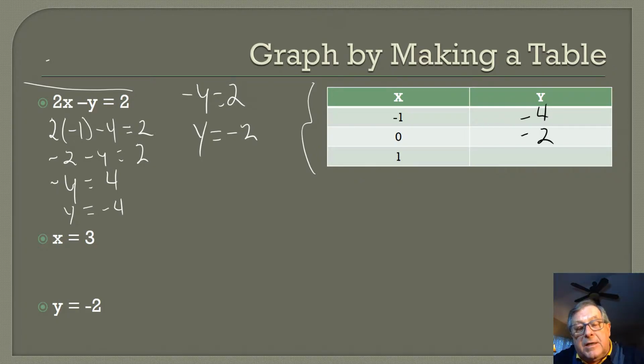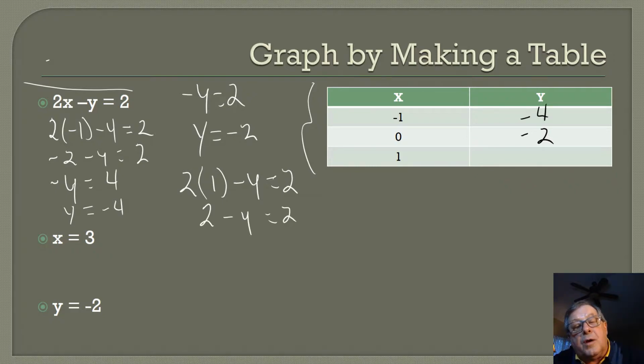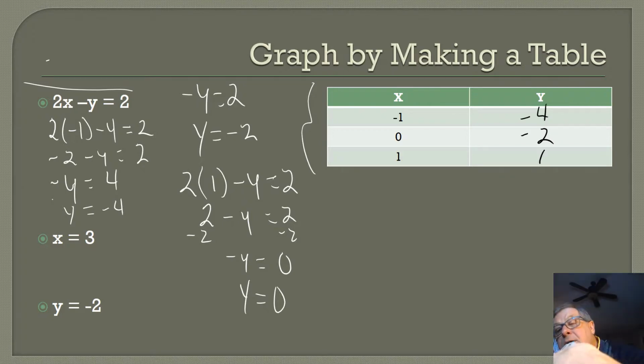And then lastly, we're going to substitute 1 in for x. So here I got 2 times 1, substituting the 1 for x, minus y equals 2. Well, 2 times 1 is 2. 2 minus y equals 2. I'm going to subtract 2 from both sides of this equation. That's leaving me with -y is equal to 0, positive 2 minus 2. And I can go ahead and divide by -1, but 0 is 0, so y is going to be equal to 0 when x is equal to 1.